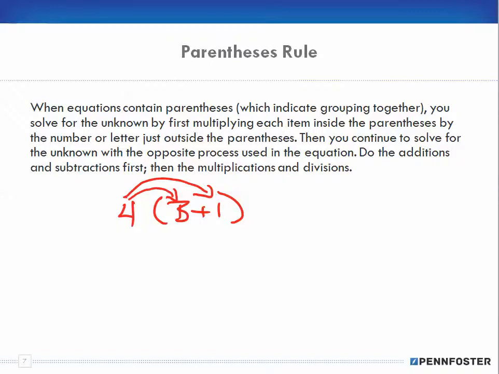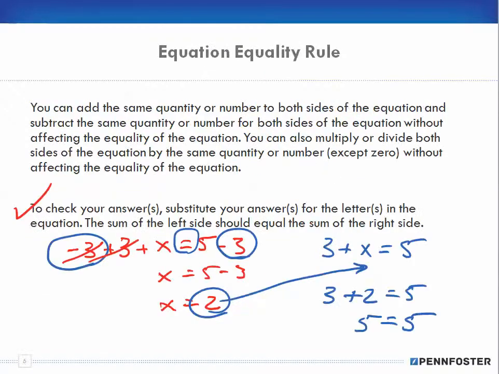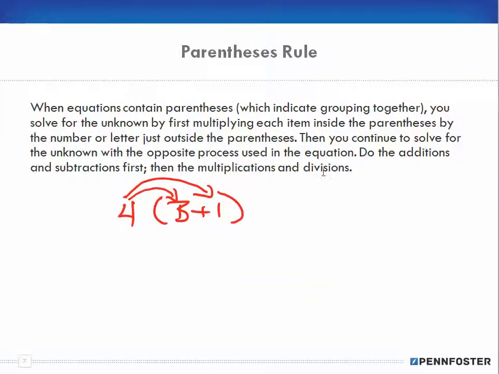You know, that goes back up to the rule of, where is it? The opposite process rule. You know, you do the opposite. Okay. So then you continue to solve for the unknown with the opposite process used in the equation. Do the additions, subtractions first, and then the multiplications and division. Notice that this particular rule is combining several rules at one time in order to be able to solve for this, because we're talking about a little bit more complicated. Here it's telling you do addition and subtraction first, then multiplication and division.